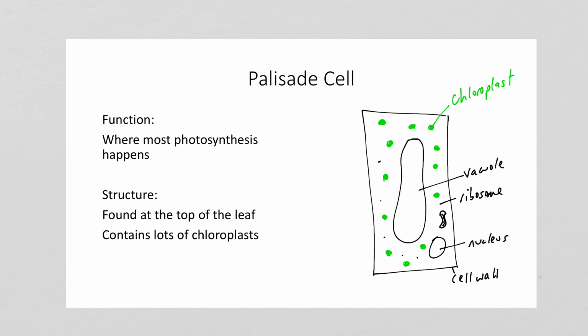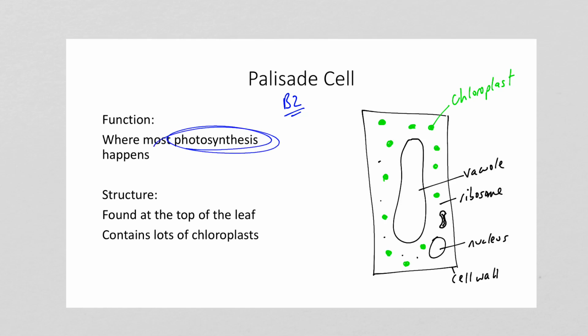Now, this isn't on the list that AQA publishes as part of their specification of specialized cells that you need to know, but it comes up quite a bit in Unit B2 when we talk about the structure of a leaf and we talk about photosynthesis. So the palisade cell is where photosynthesis is happening.